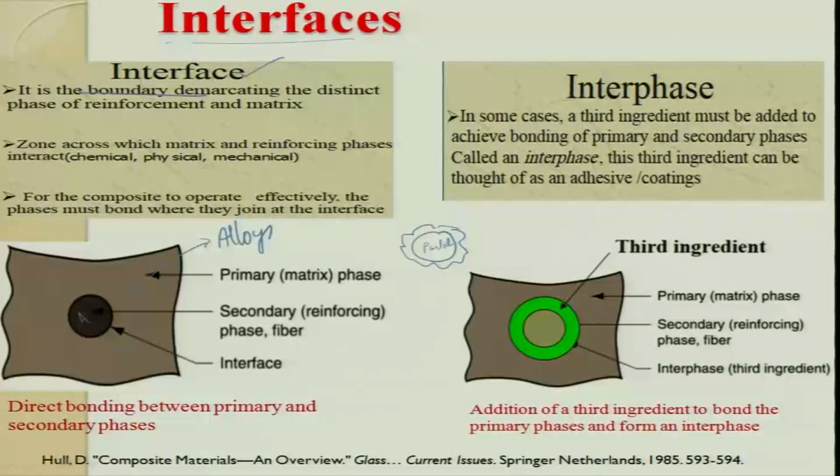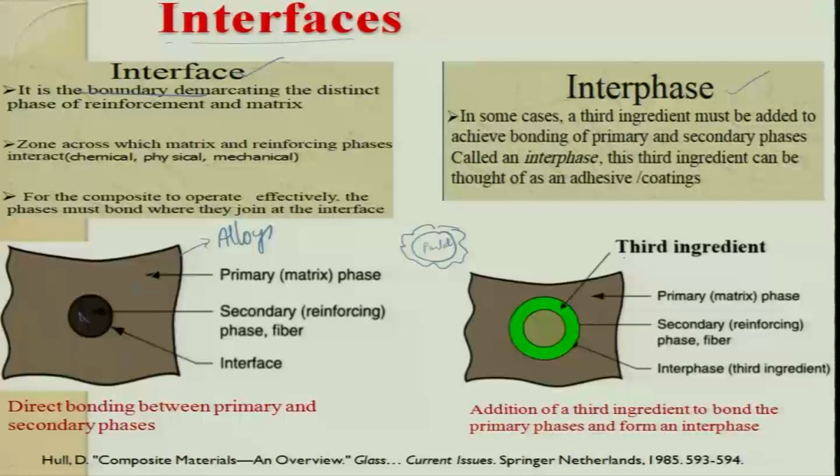Okay. So this is a direct bonding between primary and secondary. This is another interface, with a spelling difference: interphase, phase, the different phases which we see in alloys, in metals. So this is phase. In this case a third ingredient, as I said, you functionalize. A third ingredient is added to achieve a bond between primary and secondary.